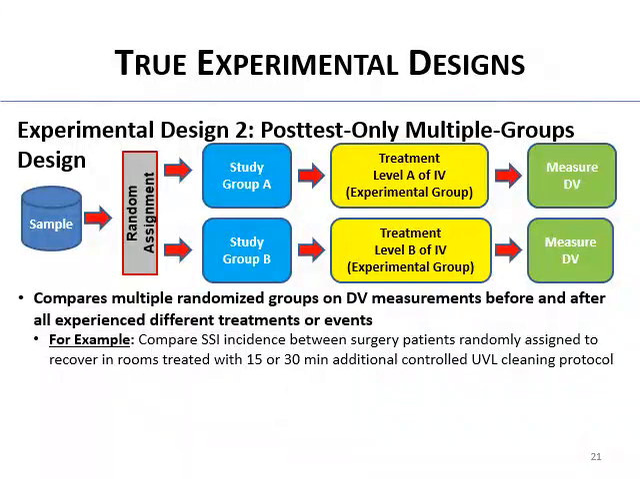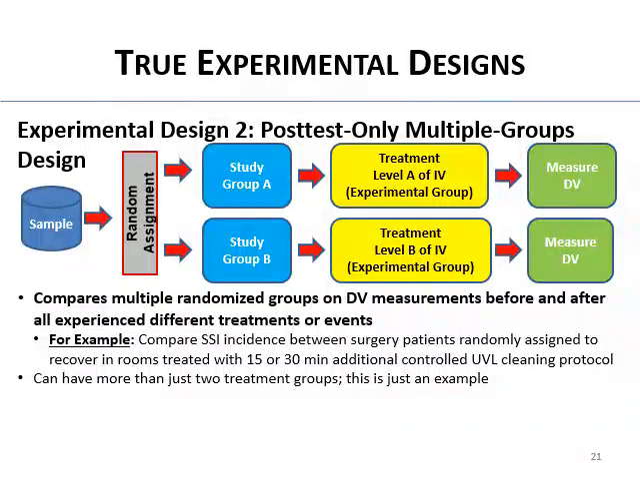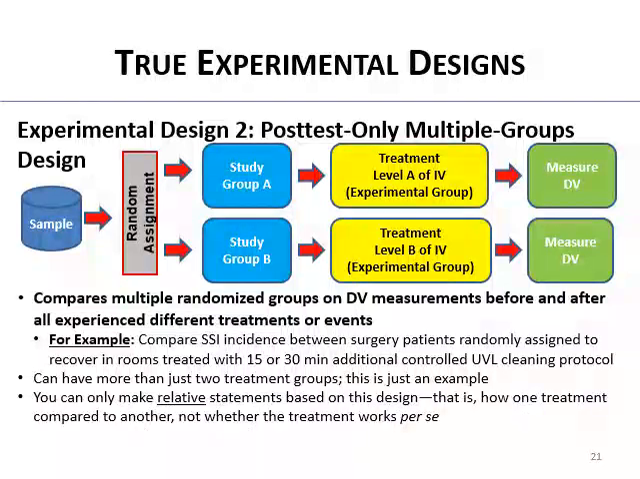So both rooms are treated, and they're randomly assigned, but there is no treatment room. There's no true control. So you can have more than just two. You can have level C, level D, etc. This is just the example.